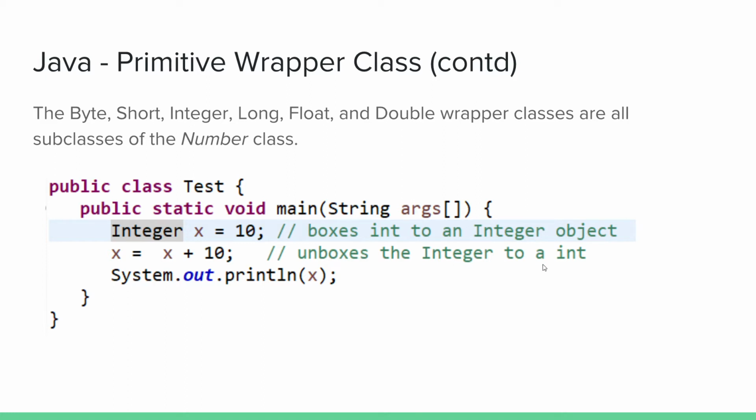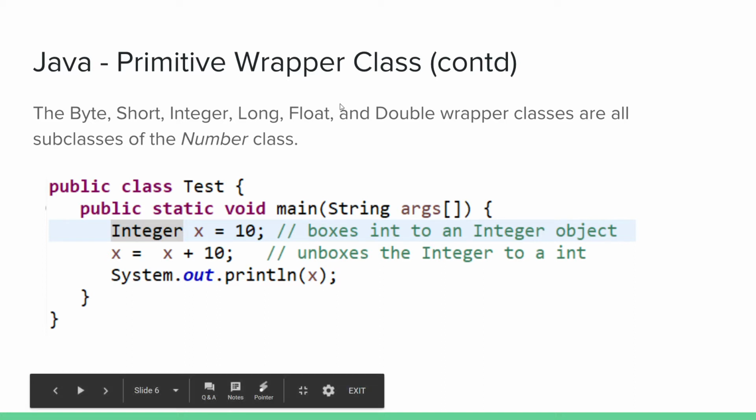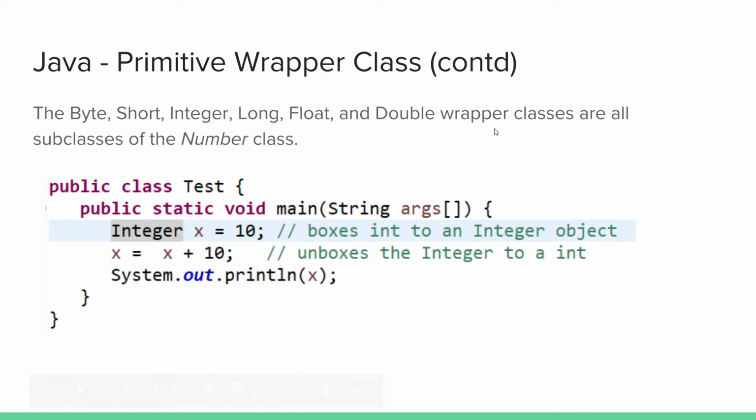And therefore, while using a wrapper class, you just need to pass the value of the primitive data type to the constructor of the wrapper class, and the wrapper object will be converted back to a primitive data type, and this process is called unboxing. And here Integer, Long, Float, Double, Byte, Short, all these wrapper classes are subclasses of the Number class.